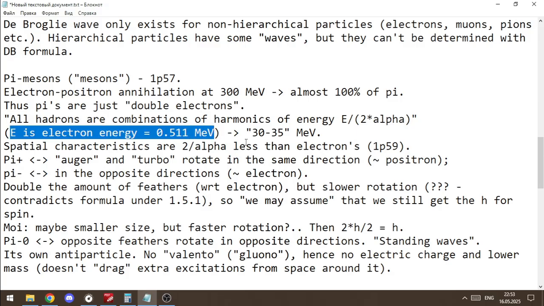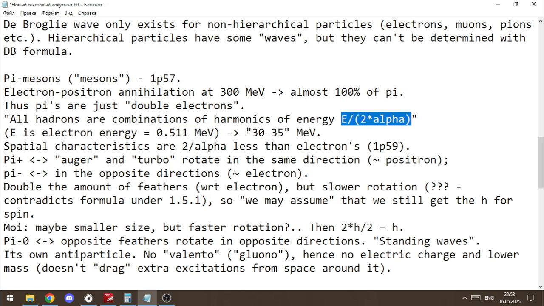So we have electron energy 0.511 MeV, and thus 1 feather, if you calculate it like this, will have, well, this is in quotation marks, so this is how Burtaev talks about it, 30 to 35 MeV. Why is it not exact? It's actually 35 if you calculate it, but there are various nonlinear interactions with the substance in the immediate vicinity, like this valento that we've seen above, they may decrease or increase this value, right? So that's why we have this corridor roughly. But roughly, he says, 1 feather is roughly 35 MeV. And you build all the hadrons from these feathers.